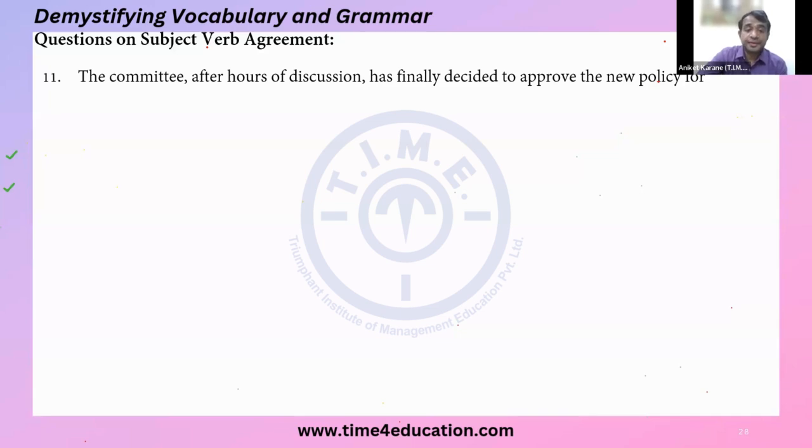Yes, no error. They are together in their opinion. Very good. So if they are together in their opinion, the committee has finally decided. This is correct because they have approved. They have approved means they are together. Okay. So please see this. No error. The answer will be no error.